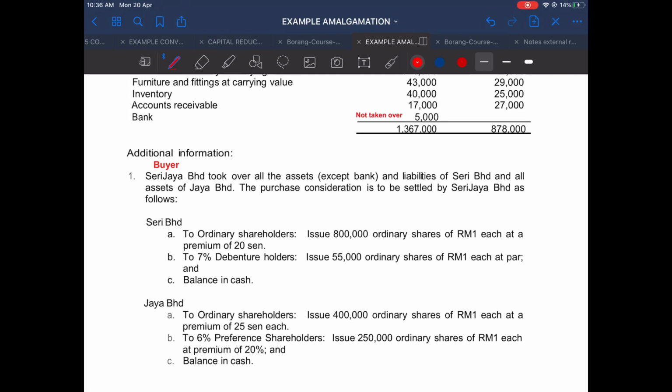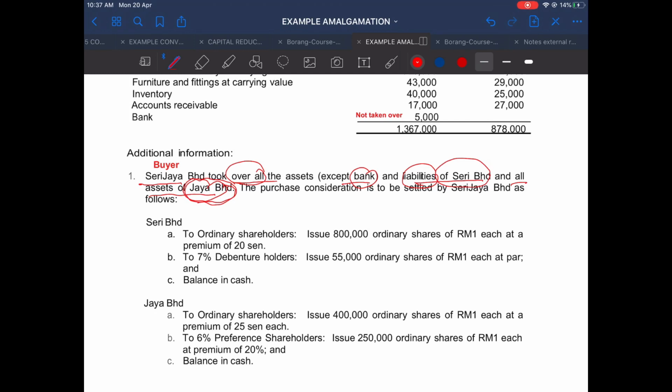So the first additional information mentioned that Sri Jaya Berhad took over all assets except for bank, and the liabilities of Sri Berhad, and all assets of Jaya Berhad. Okay, it does not mention for Jaya Berhad whether Sri Jaya takes over the liabilities. So that means the liabilities of Jaya Berhad are not taken over. However, in Sri Berhad, Sri Jaya takes over all assets except bank and also takes over liabilities. Okay, so you just have to remember that information.